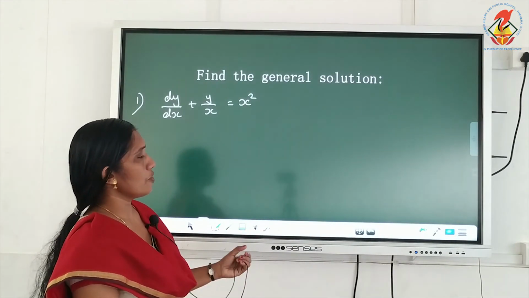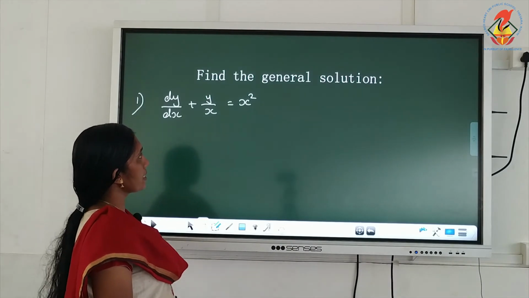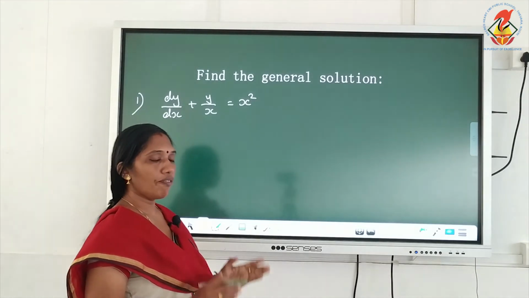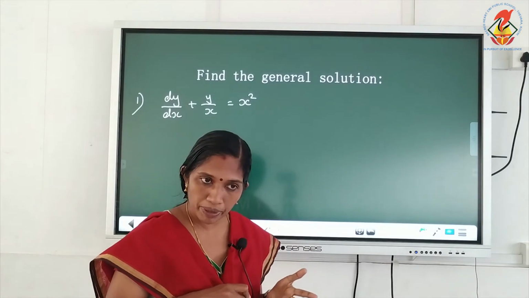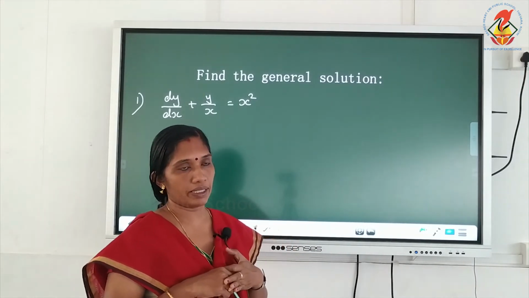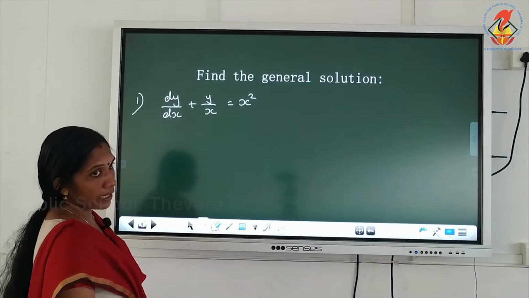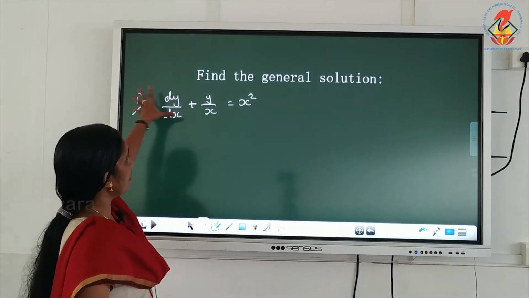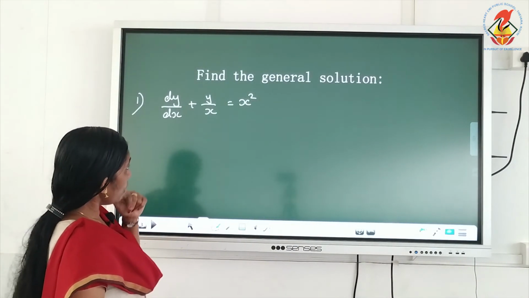Find the general solution: dy by dx plus y by x is equal to x square. If a differential equation is given, first you have to check whether it is variable separable, homogeneous or linear. There are three different methods. So is it variable separable? With y by x, we can't take y to one side and x to the other side. Is it homogeneous?